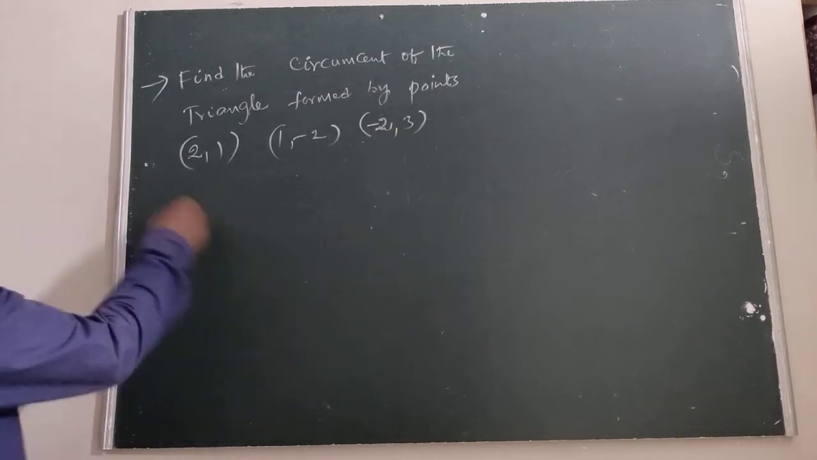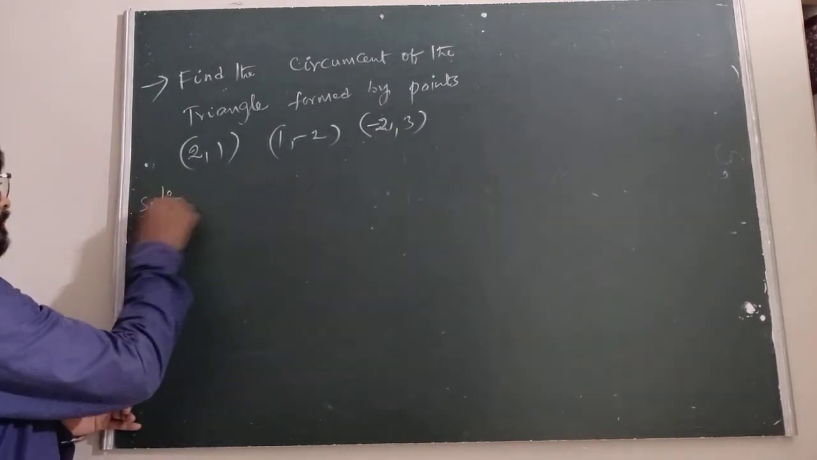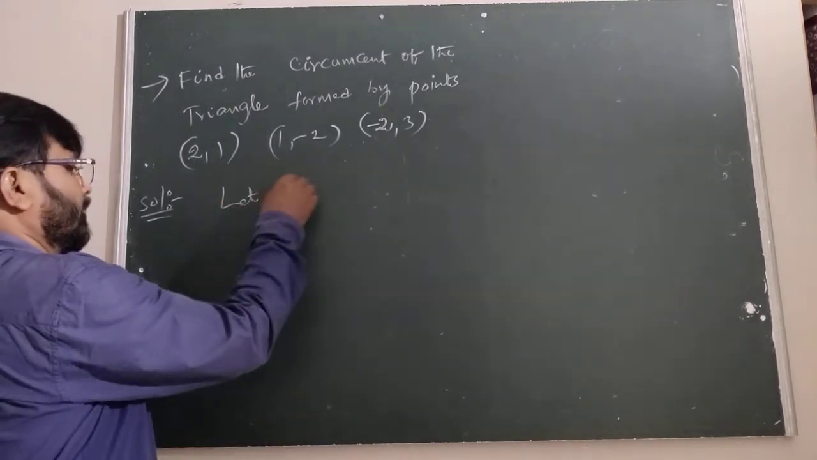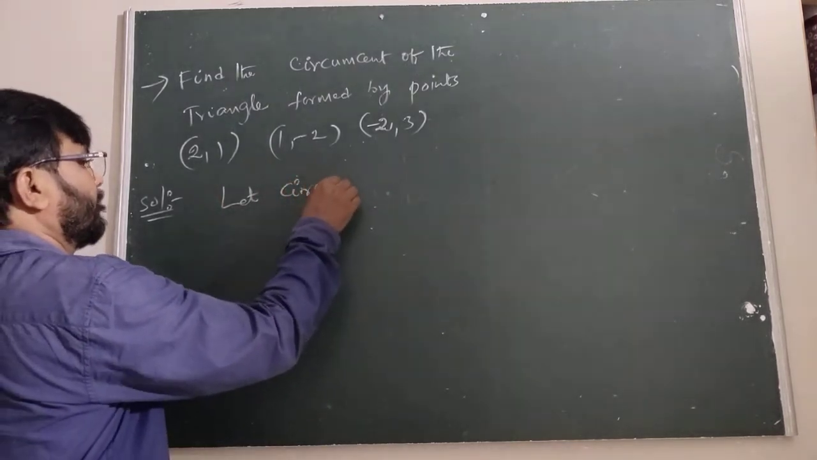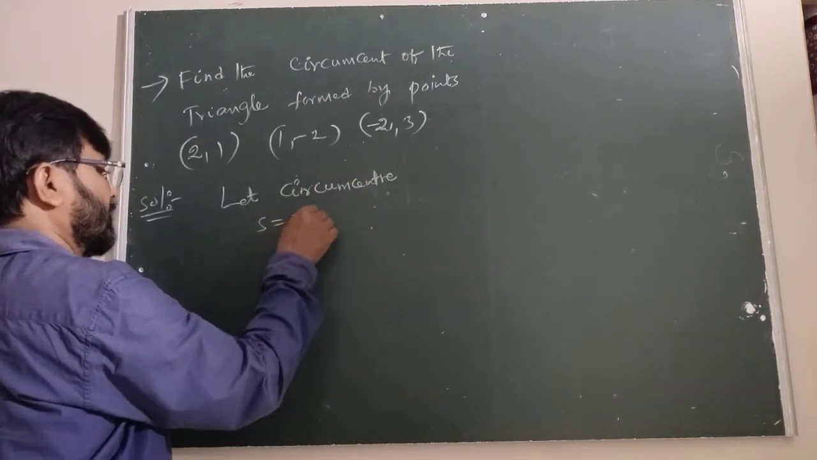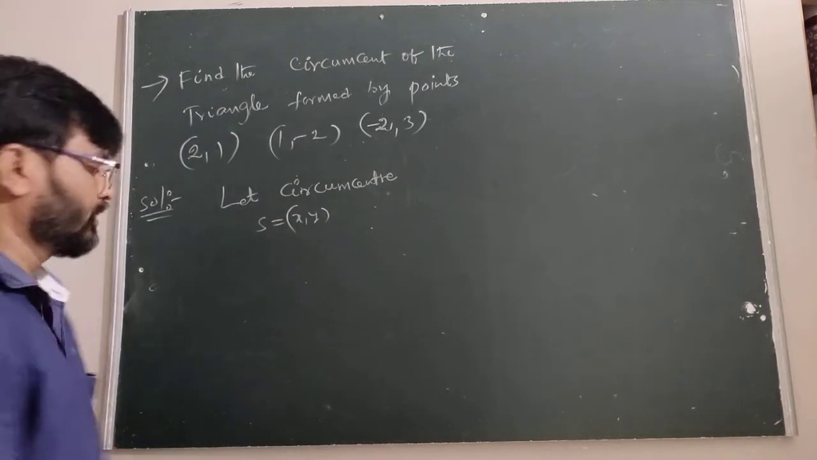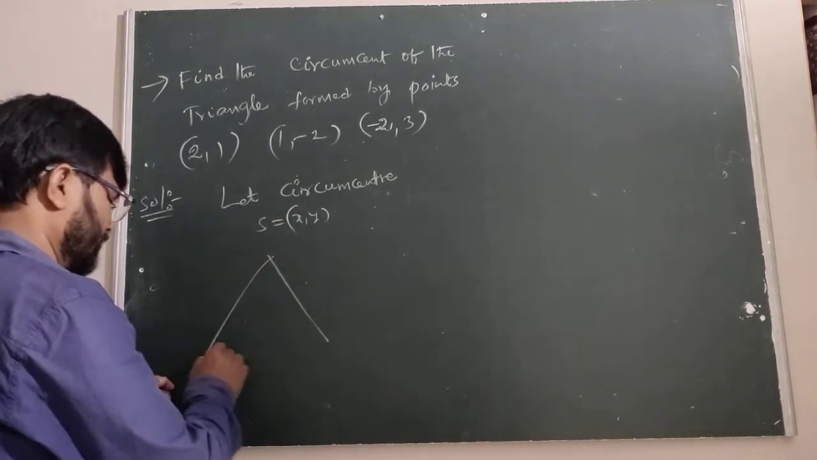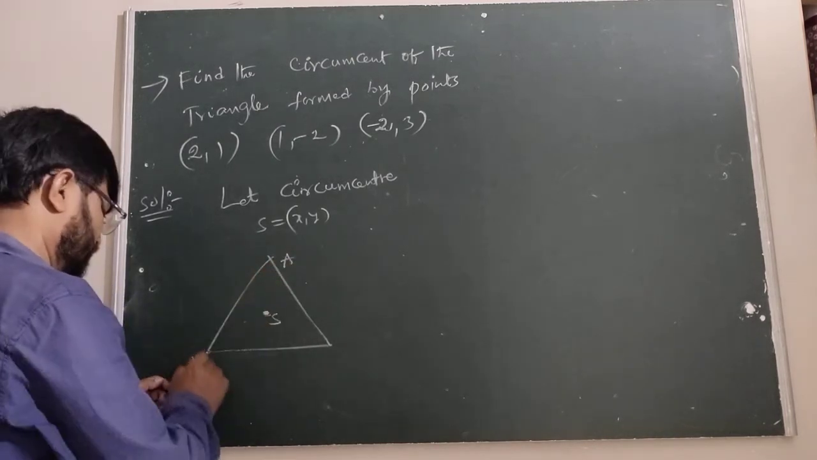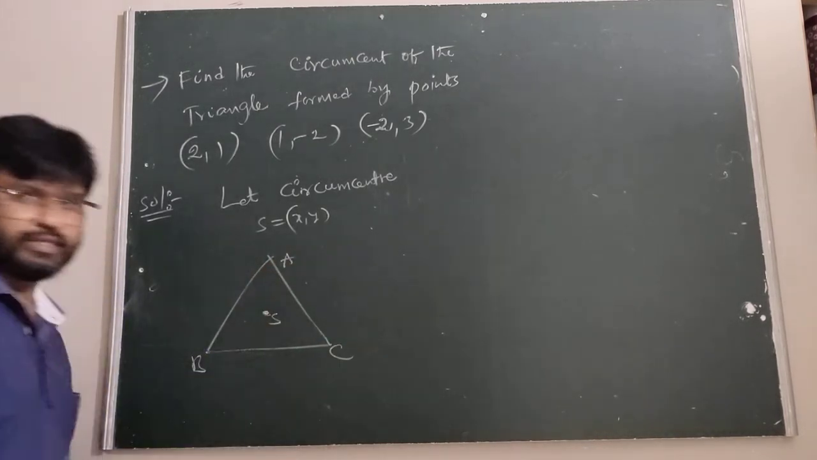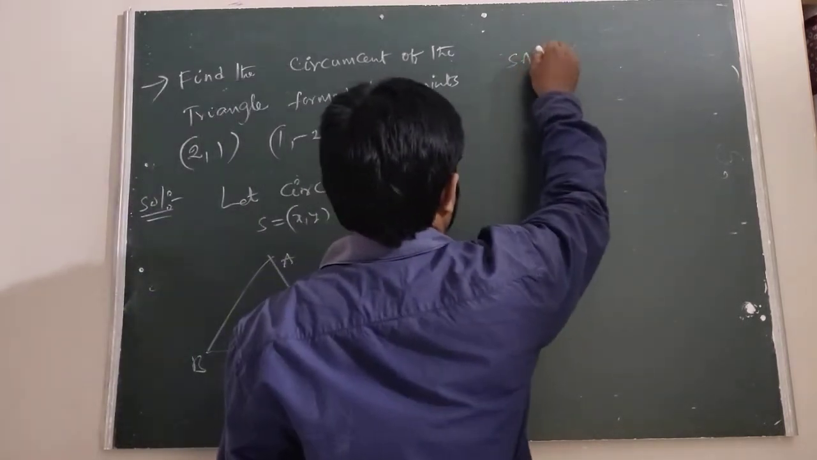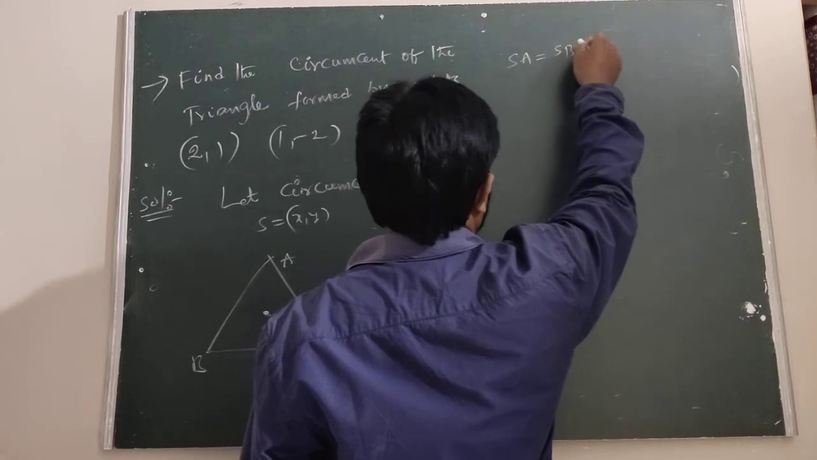Now proceed. All of you listen here. Let the circumcenter S equal (x, y). Therefore, we know that S is equidistant to the vertices. Therefore, SA equals SB equals SC.